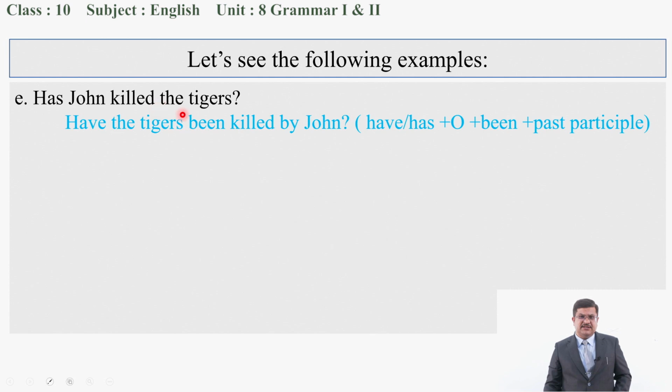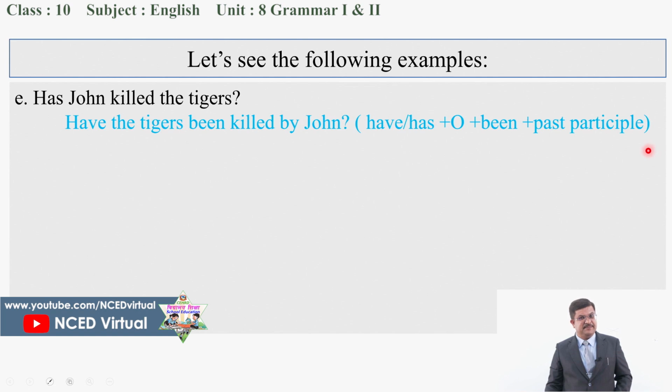Tigers is an object. What is our common rule? When there is an object of active sentence, it must be the subject of passive sentence. That's why the tigers, it is in plural form. That's why has changes into have. Have is a plural verb. We use have in a plural sentence. Have the tigers been killed by John? This is present perfect tense. Have with object, with been, with past participle. Okay.